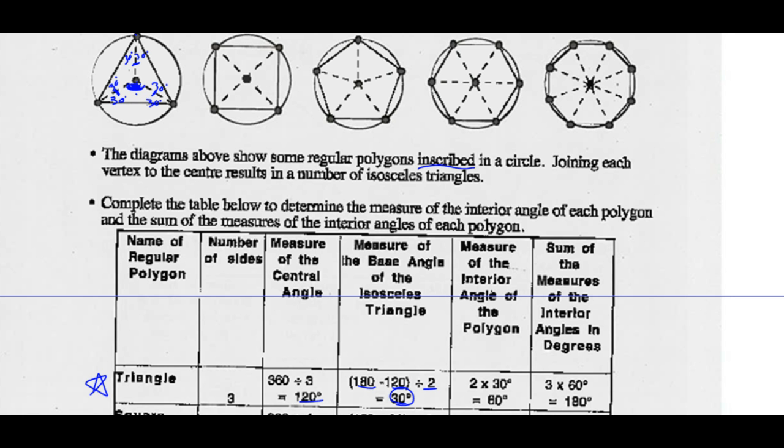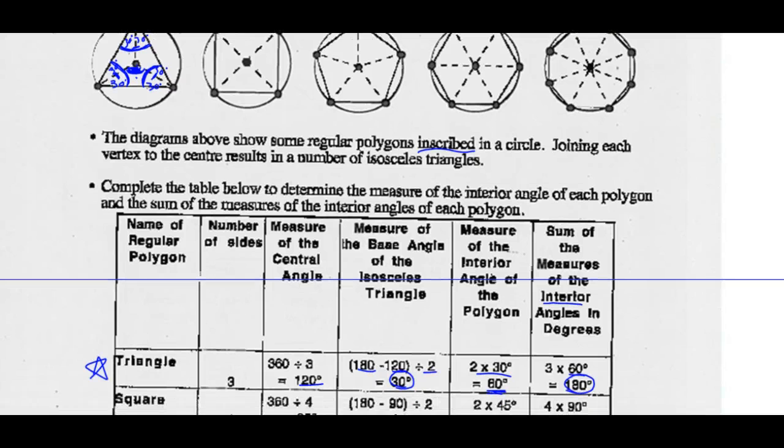Measure of the interior angle of the polygon then. Well, I've got 2 30s, makes it 60. 2 30s here makes it 60. 2 30s there makes the interior angle of the polygon 60 degrees. And like I said, we now have 3 sets of 60 degrees. So the sum of the interior angles of the triangle is 3 times 60, or 180 degrees.